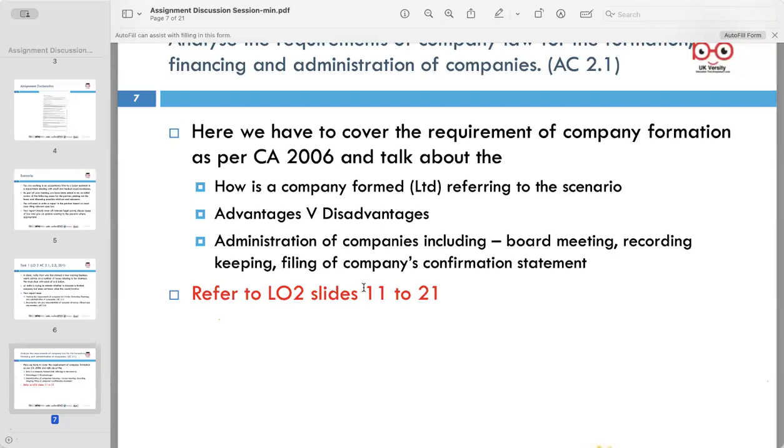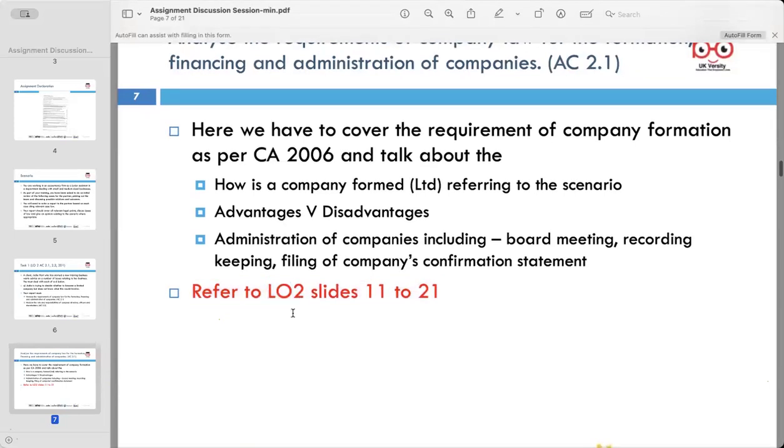Filing of the company confirmation statement: clarify the process of filing a confirmation statement with Companies House, explain what information needs to be included, and the deadlines for submissions. So you go through the lecture 2, which is the learning outcome 2 slides.